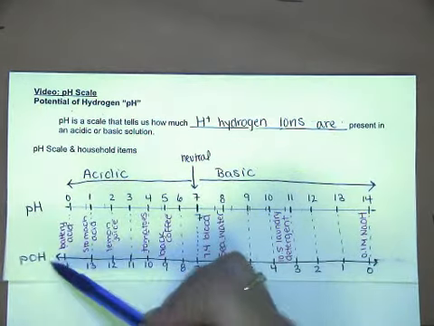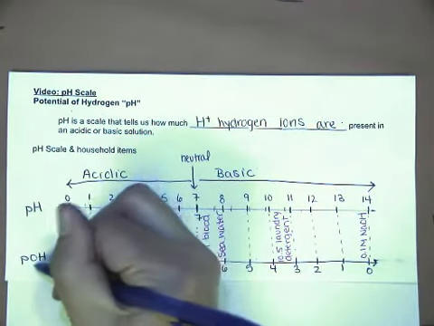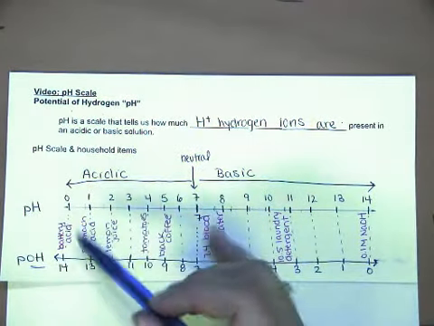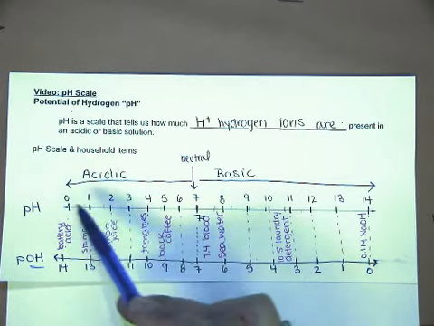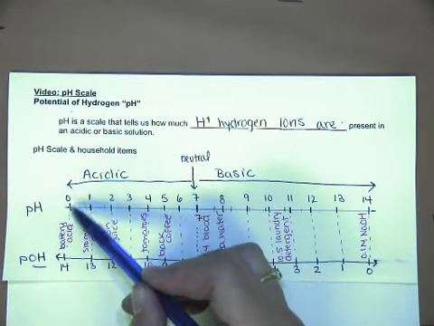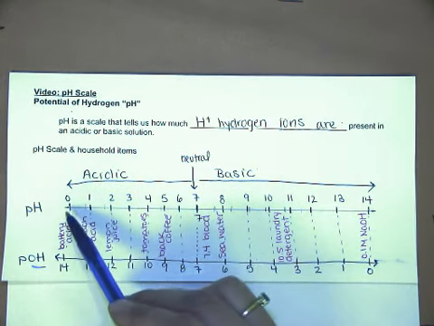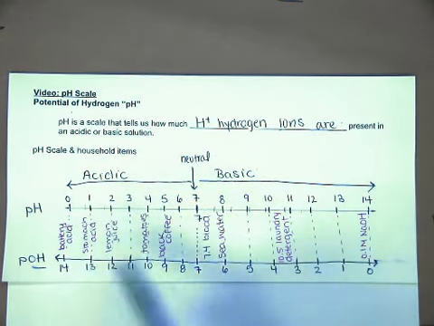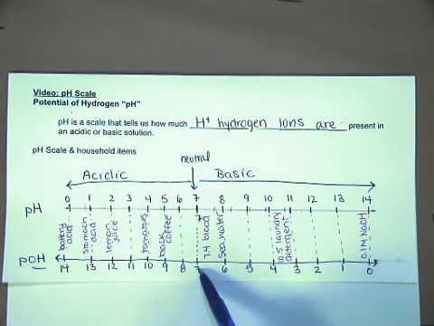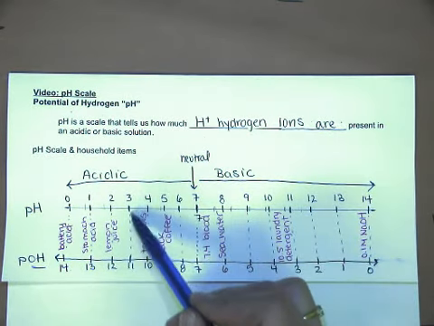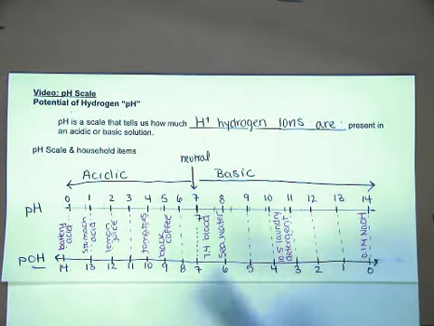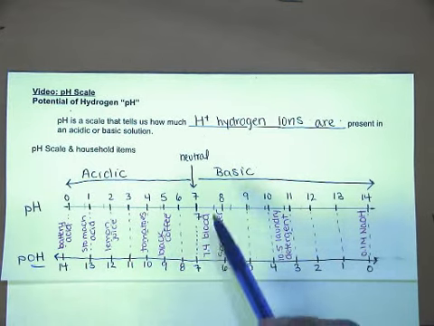The pOH looks at the hydroxide ions in solution, and that is the opposite of our pH. So a pH of 0 is equal to a pOH of 14. So they kind of go opposite of one another. So as pH goes from 0 to 7, pOH goes from 14 down to 7. And then we go by one number increments, so whole number increments.